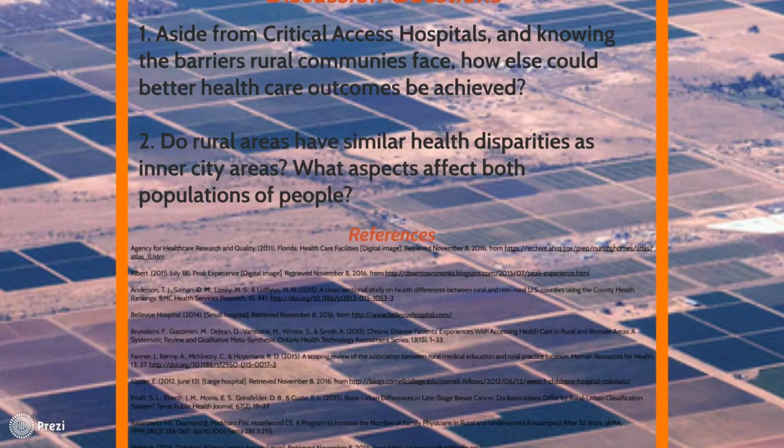We are going to wrap it up with some discussion questions, the first of which being, aside from critical access hospitals and knowing the barriers rural communities face, how else could better healthcare outcomes be achieved? Secondly, do rural areas have similar health disparities as inner city areas? What aspects affect both groups of people?